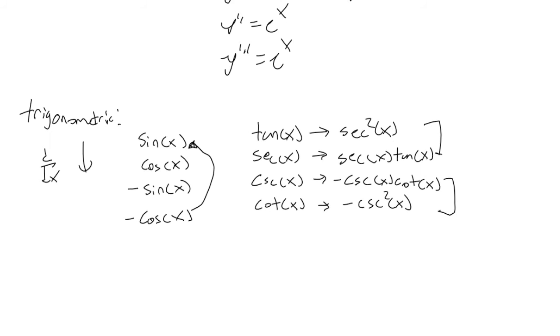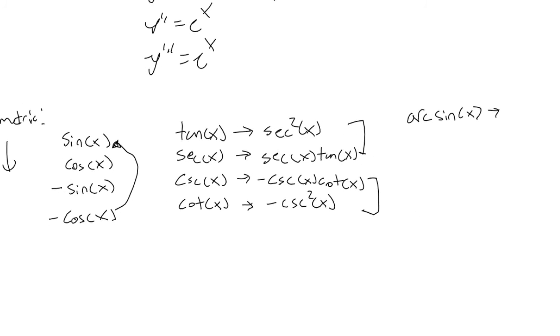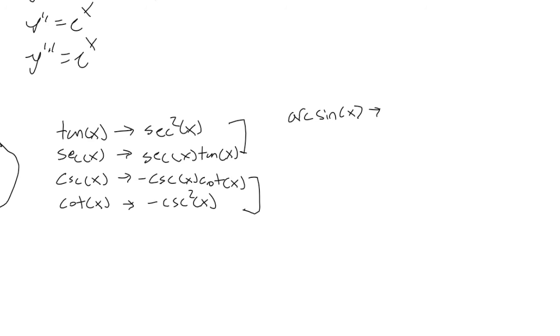Next, of course, we have our inverse trig functions. And so that includes things like the arc sine x, which if we take the derivative of, will get us 1 over the square root of 1 minus x squared. Arc cosine x, which goes to negative 1 over the square root of 1 minus x squared.